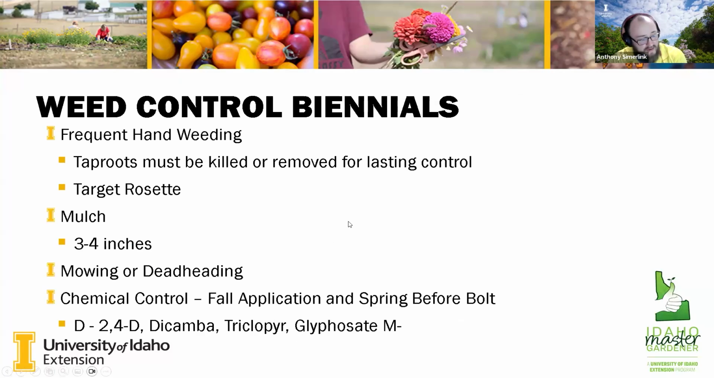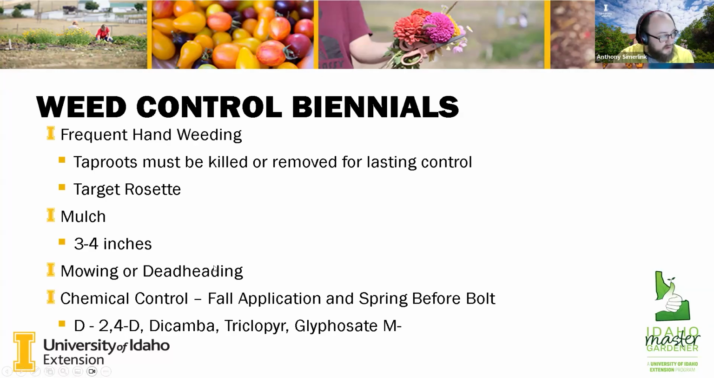sulfosulfuron. For weed control in biennials, frequent hand weeding is the best way to control these because they have these tap roots, and really the best way to get a grip on these guys is to remove that entire tap root. The best time to get them is that first season where they create those rosettes, or even doing, say, a mulching over the top of 3 or 4 inches will help suppress some of those, and even mowing or deadheading them before they can produce any flower heads.